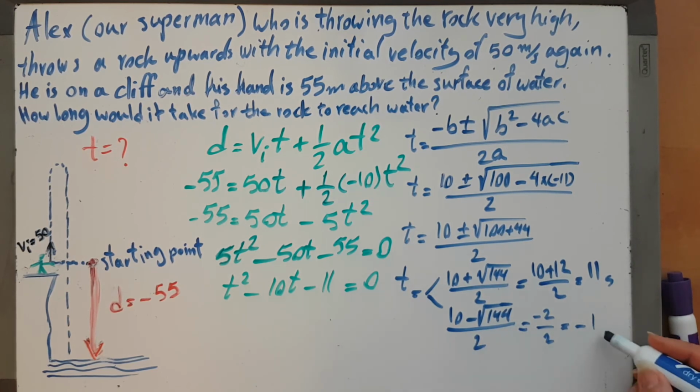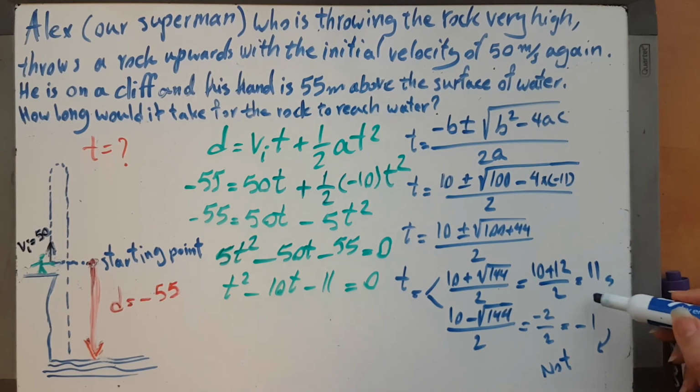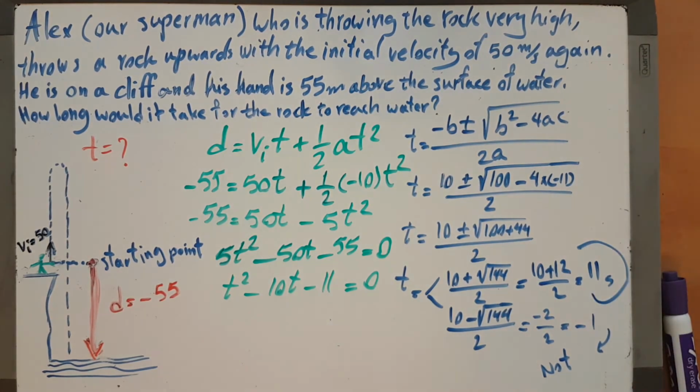Minus 1 doesn't make sense. This is not acceptable. But this one is my answer. How come only one of my answers is acceptable? Of course, I know that t can only be positive, and time cannot go back. And if you look at this movement, you can see that it can be down here only once. It cannot go and return, so it makes sense.